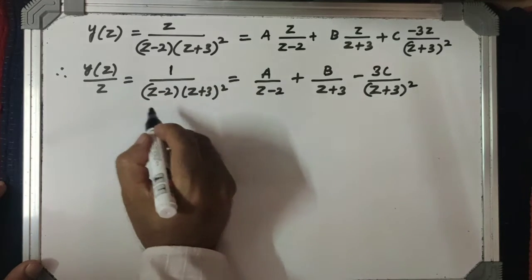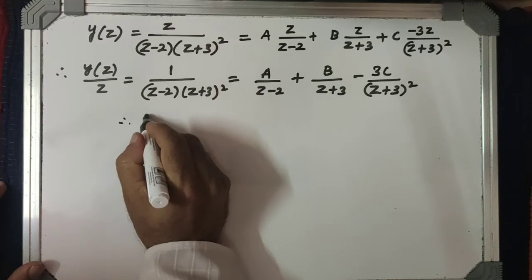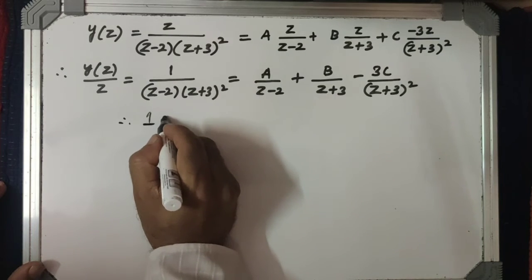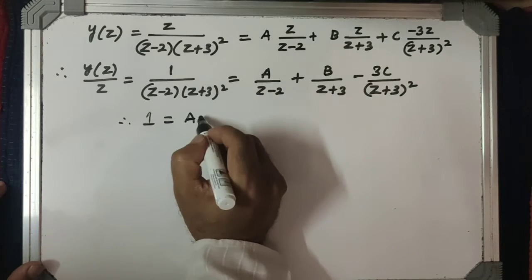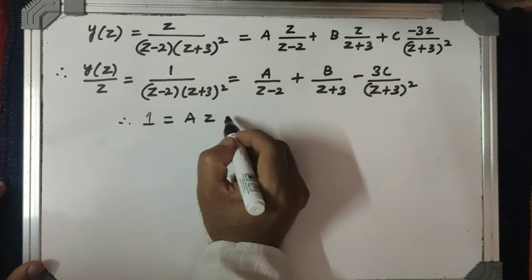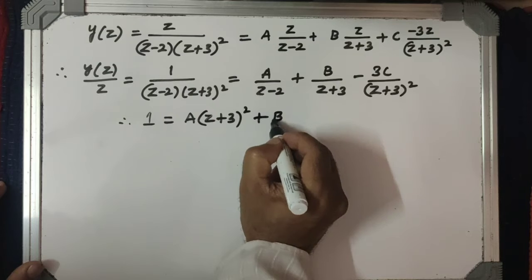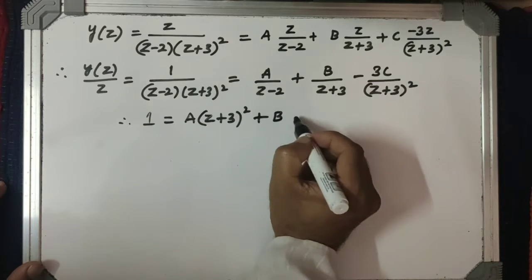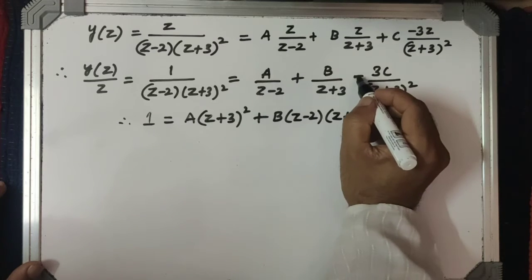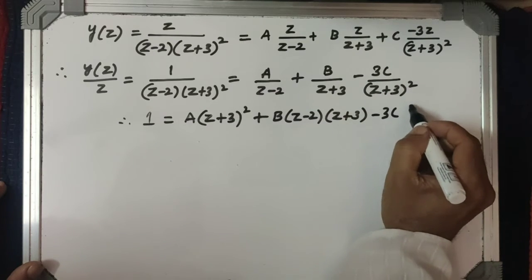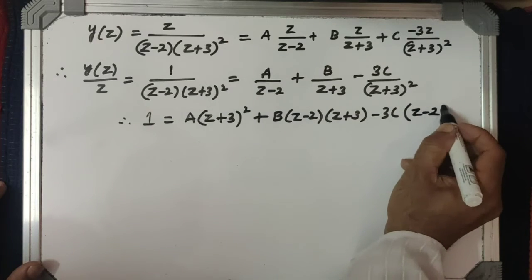So therefore the numerator 1 will be equal to A into (Z plus 3) whole square, removing Z minus 2, plus B into (Z minus 2) into (Z plus 3), cancelling Z plus 3, minus 3C into (Z minus 2), cancelling Z plus 3 whole square.